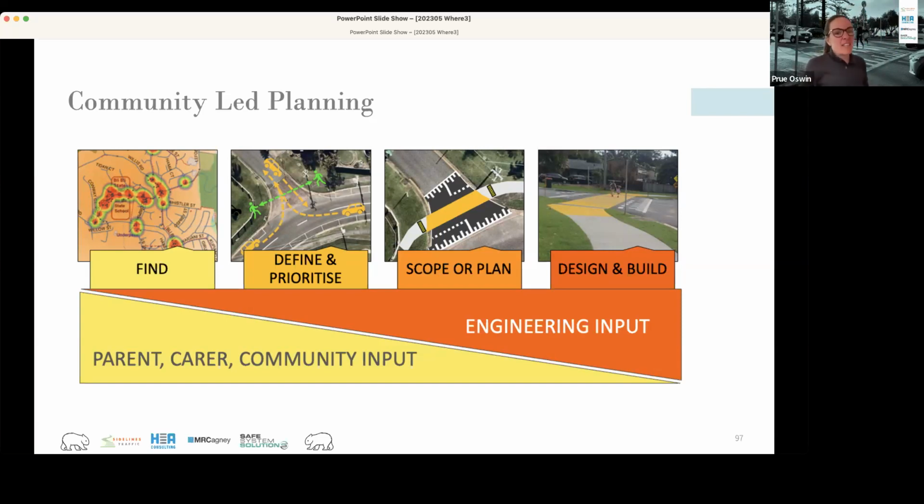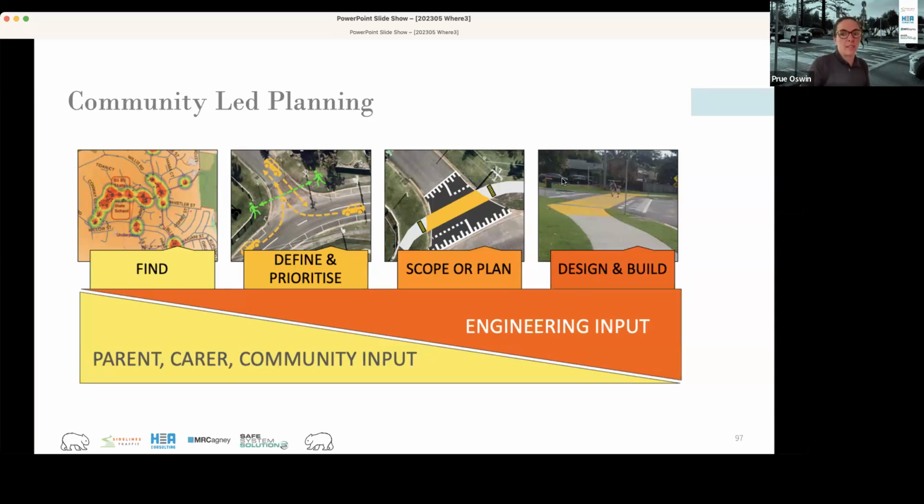So that's an example of community-led planning. This was a really quite simple study. The community was already engaged. The school wanted better infrastructure around the school, and we just had to develop a survey to capture what their thoughts were. So after we'd find the barriers, what we do then is run it through that process of defining and prioritizing, applying those safe system principles we've been talking about through the session, and then scoping and planning solutions.